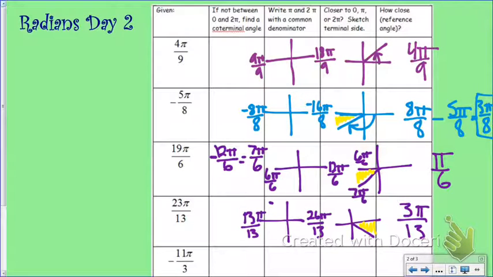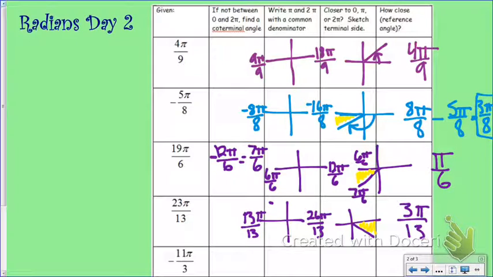Alright, so if you worked that one on your own, you should have gotten a reference angle of 3 pi over 13, because this radian value is going to fall in the fourth quadrant. My 1 pi would be 13 pi over 13, my 2 pi would be 26 pi over 13, and I know that's going to be closest to 2 pi, which is 26 pi over 13. And that difference between them, 26 pi over 13 minus 23 pi over 13, gave me a difference of 3 pi over 13.